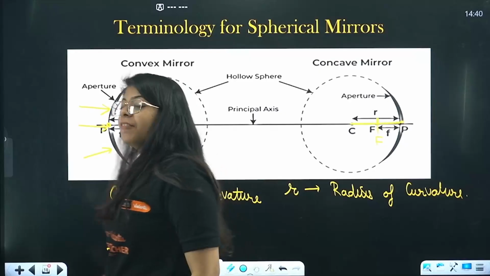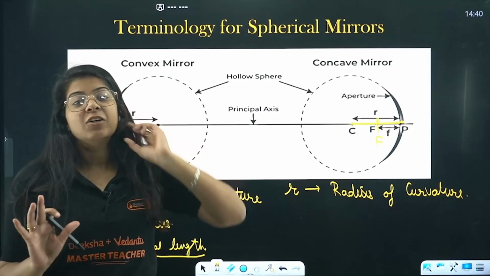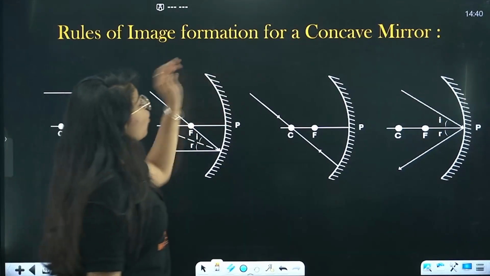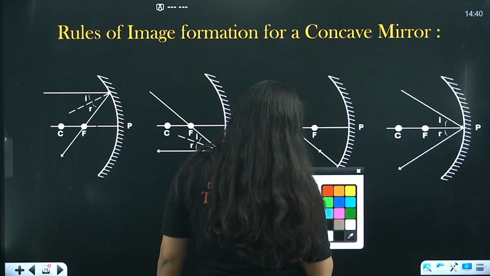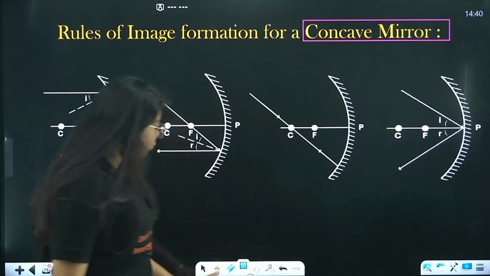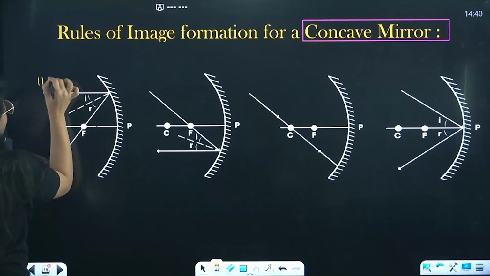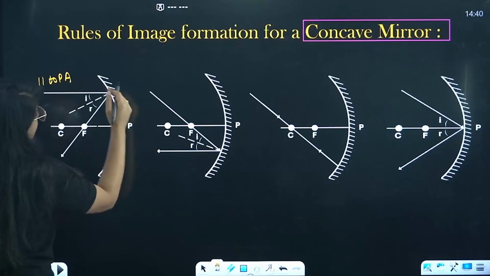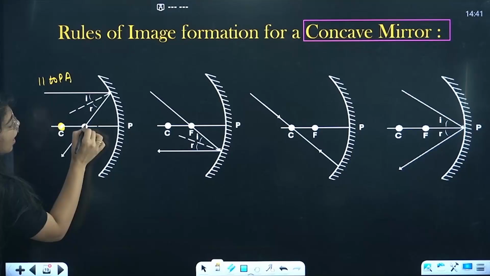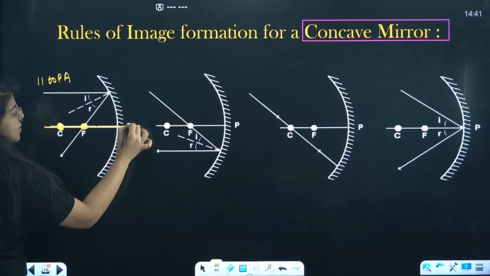Okay. Now, we have a few rules that we have to take care of while drawing the ray diagrams. There are 4 rules for concave mirror. What are those 4 rules? First, whenever the ray is coming parallel to the principal axis. Now see carefully, this is your concave mirror, inward part is reflecting. This is your center of curvature, half of that is your focus. And this is your principal axis.